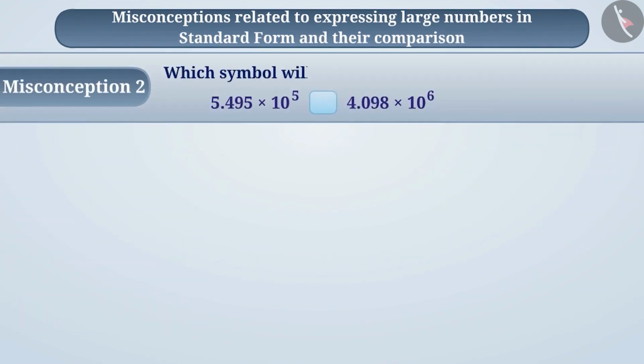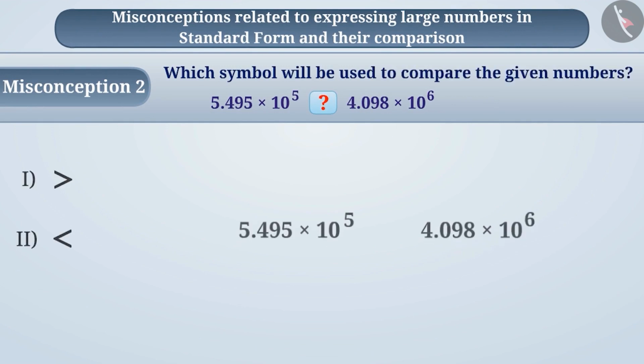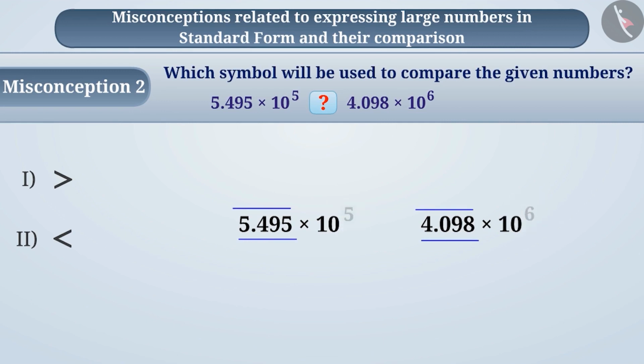Misconception 2. Which symbol will be used to compare the given numbers? Students often make some simple mistakes when comparing exponents. For example, some students ignore the power of 10 and only compare the decimal numbers. By comparing decimal numbers, they believe that the first number is greater than the second number, so they select option 1, which is the wrong answer.